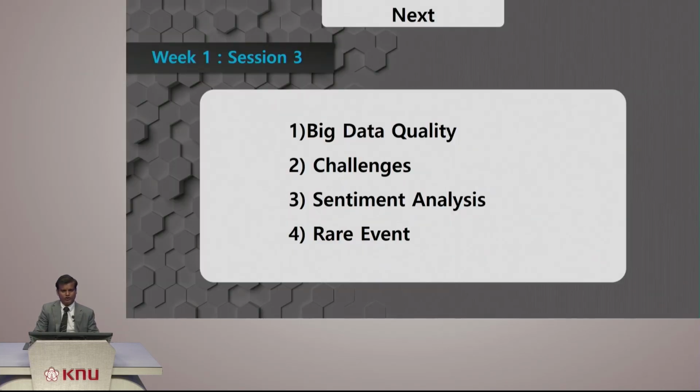And what are we going to see in the next lecture? We are going to discuss big data quality, some of the challenges in big data, some information about sentiment analysis, and finally rare events. So that's what we are going to see in the next lecture.